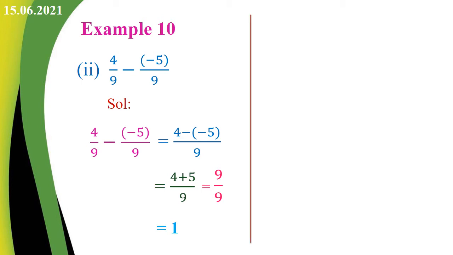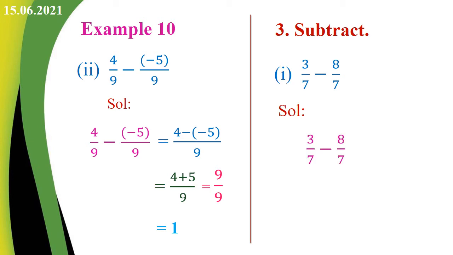The answer is 1. Let's see the third Roman. Subtract. First question, 3 by 7 minus 8 by 7. Let us find the solution. 3 by 7 minus 8 by 7. Same denominators. So we get 3 minus 8 by 7. Different signs. Subtract and keep the sign of the greater number. We get minus 5 by 7.